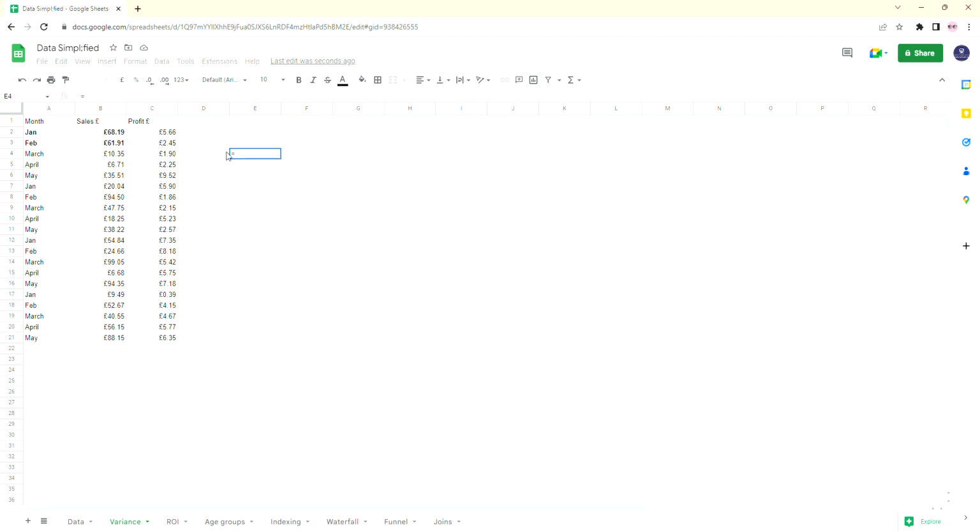All we're going to do is equals January minus February to get the difference or variance, and we can see there that the difference is £38.84.